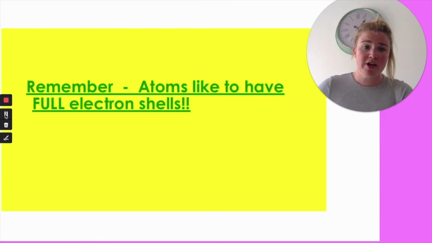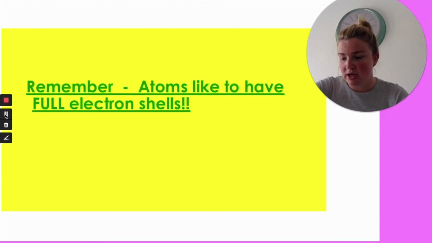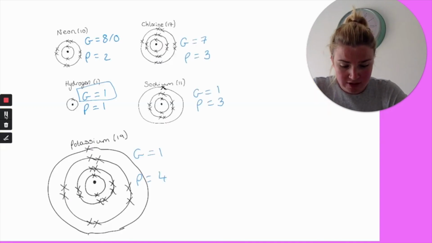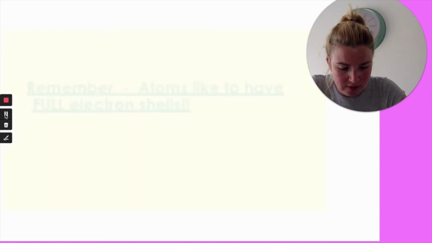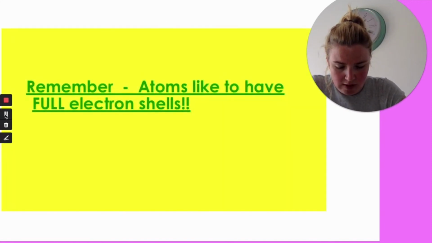So what you need to remember now to move on, so we've done electronic structure, is that atoms like to have full electron shells. They want to be like neon. They want to have a full outer shell. Okay?